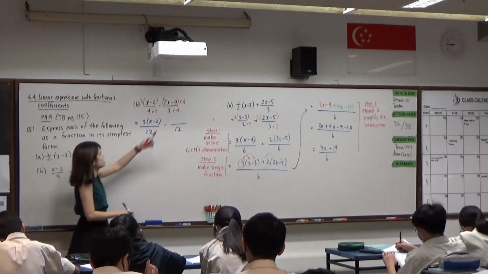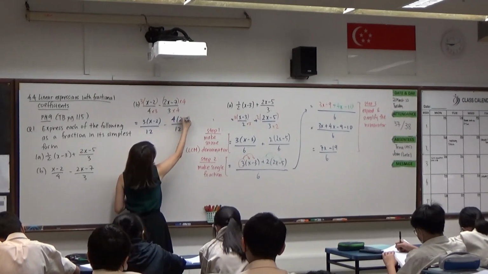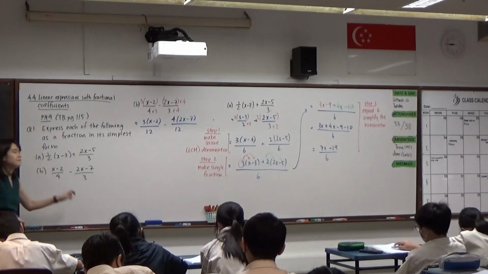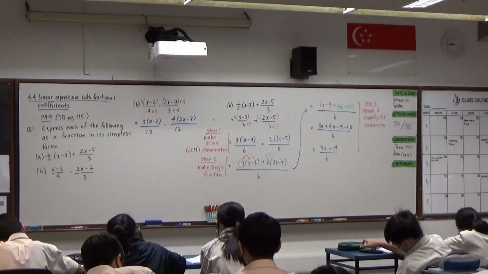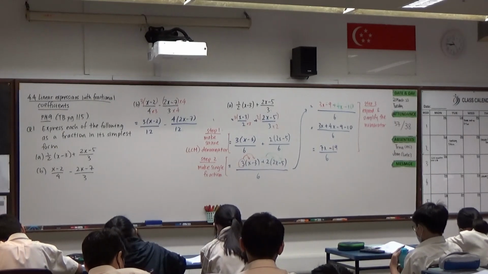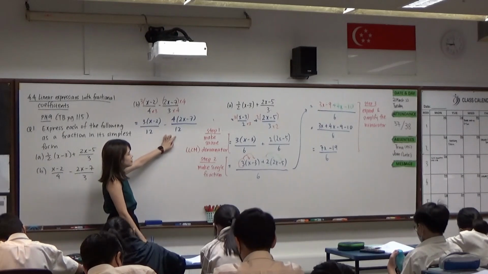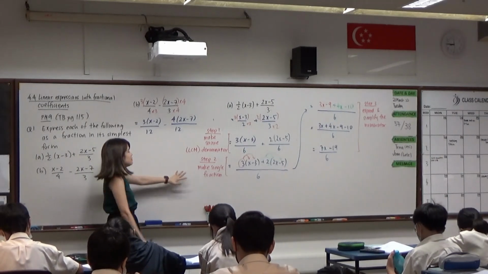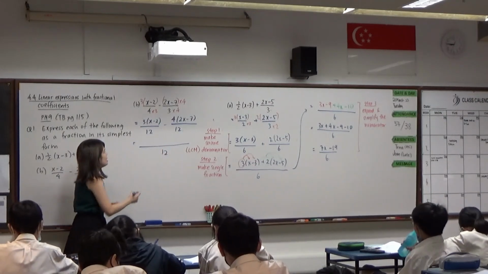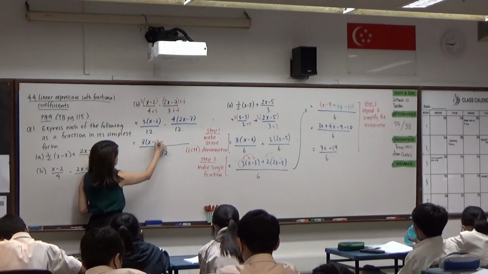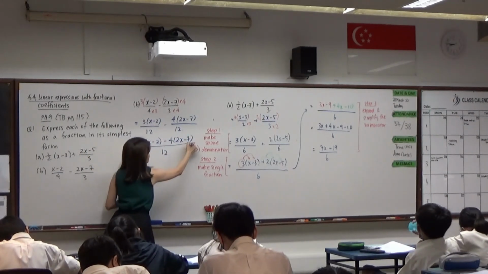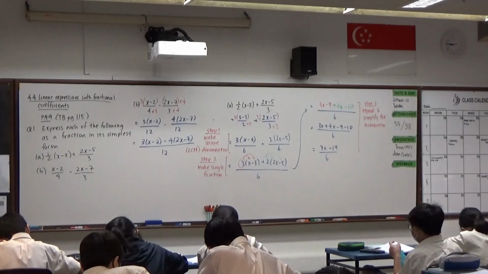Essentially this is what we have. So with our 3 times x minus 2 over 12 minus 4 times 2x minus 7 over 12, step 2, we make it a single fraction. So out of 12, I will write 3 times x minus 2 minus 4 times 2x minus 7.